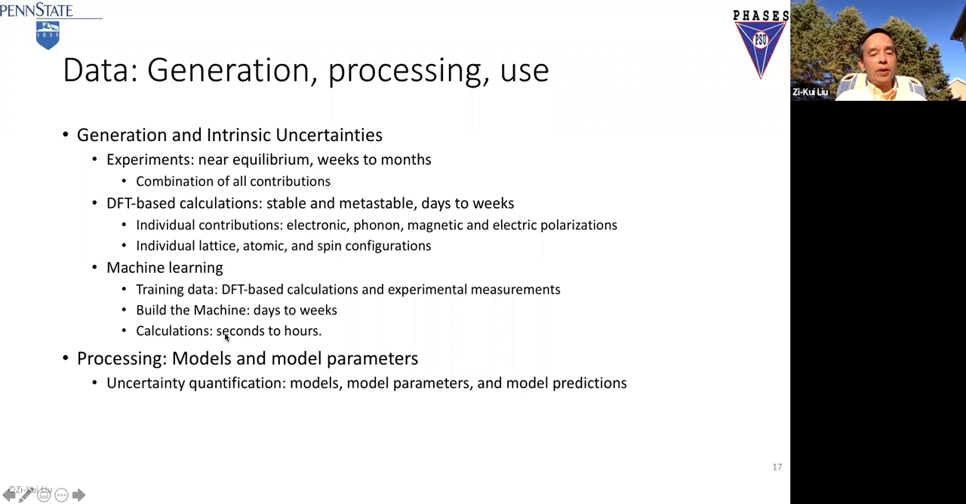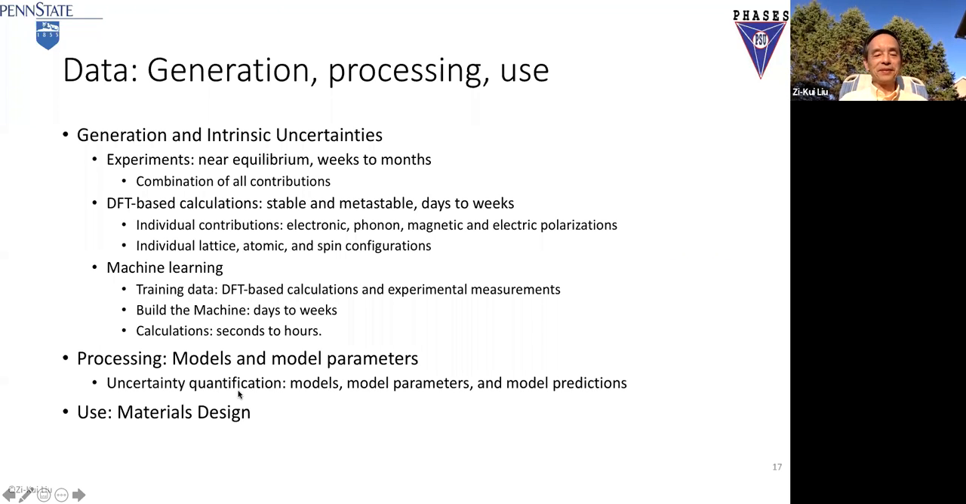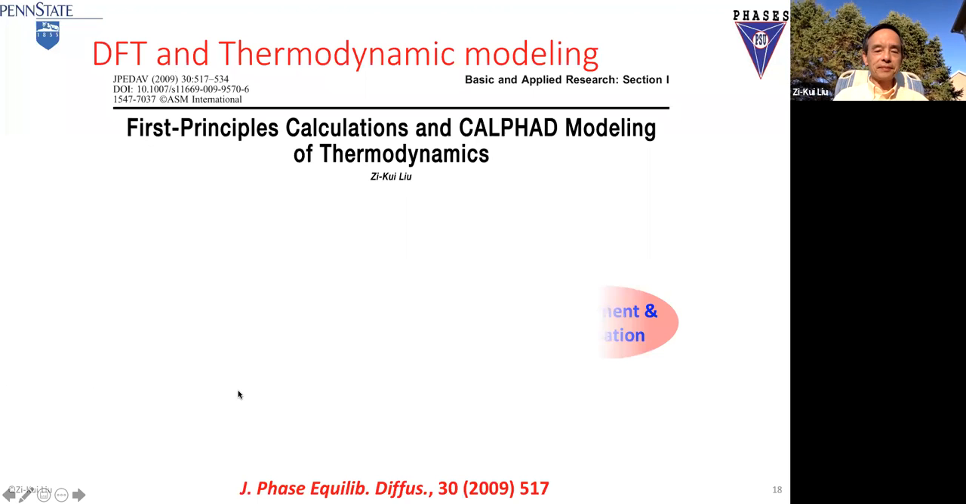Okay, after we get the data, we need to do the processing. We need to develop the models and the model parameters. As with all the data we have, there can be uncertainty, so we need to be able to quantify the uncertainties. Uncertainty that involves the models, model parameters, and the model predictions. After we get the data, we can do the material design. Okay, that's our way to go. We want to design better materials, so that the time from materials design to application will be shortened.